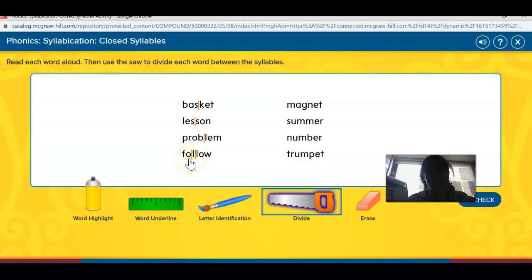Now remember, here's our vowel O. It's being hugged by those consonants, so it's a closed syllable. It makes a short vowel sound. Fol. Now this second syllable has a different pattern, O-W. That W makes the O say its name. Follow. Follow.